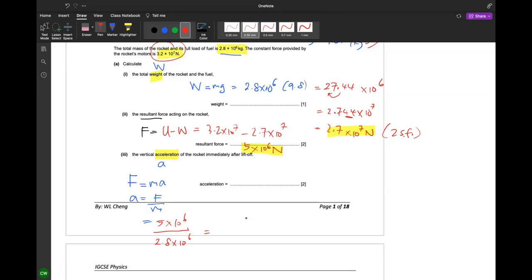Okay, final answer. What is the final answer above? 1.8 is correct. What is the unit for this? Meter per second square, correct. Okay, do not forget the unit. So for a, the unit must be meter per second square. You cannot just write 1.8, you must write the unit too. Never forget it.